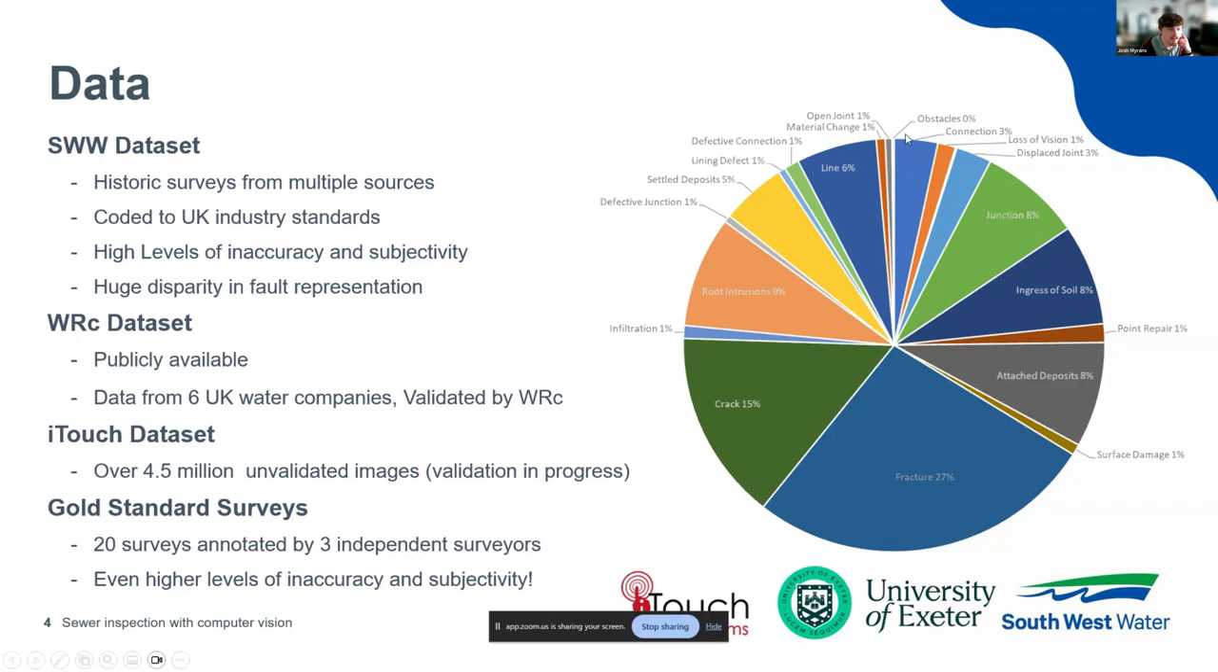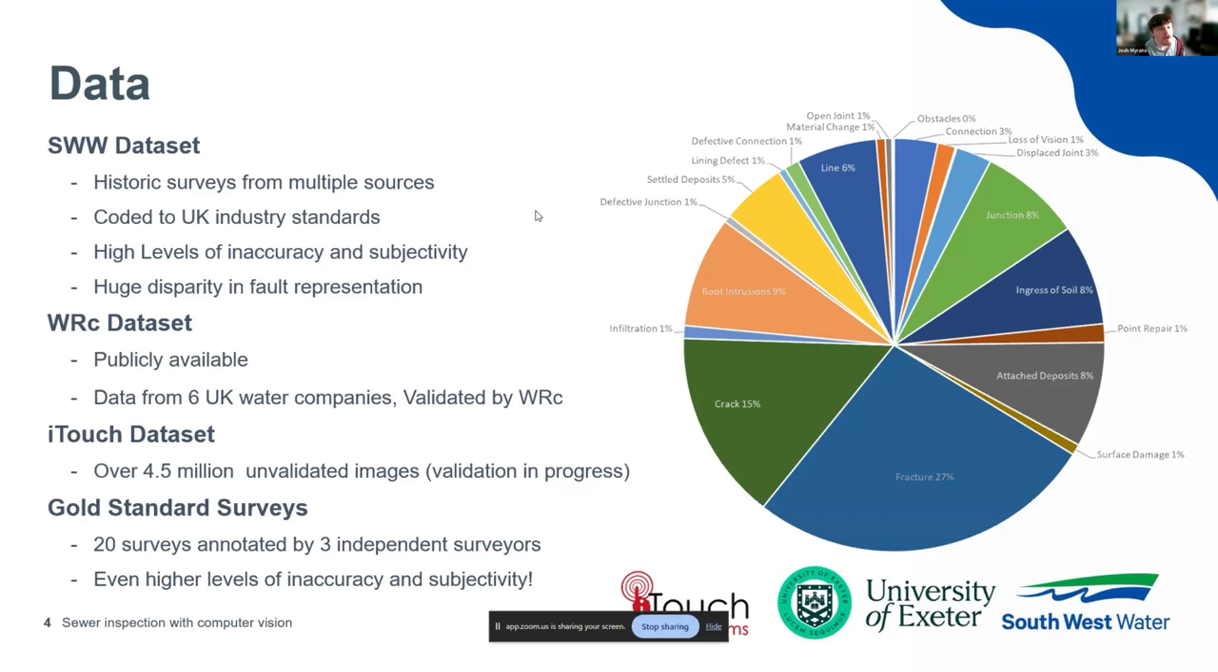Fortunately, things like collapses, I don't even think that makes it on there, and obstacles make up a tiny fraction of the data set, which from South West Water's asset management point of view is great. That means we don't have many of those faults because those are critical to the infrastructure and usually result in imminent failure. But from a data science point of view, when you've got, I don't know, 20,000 images of fractures and only 30 images of collapses, the machine learning models don't perform quite well at that.